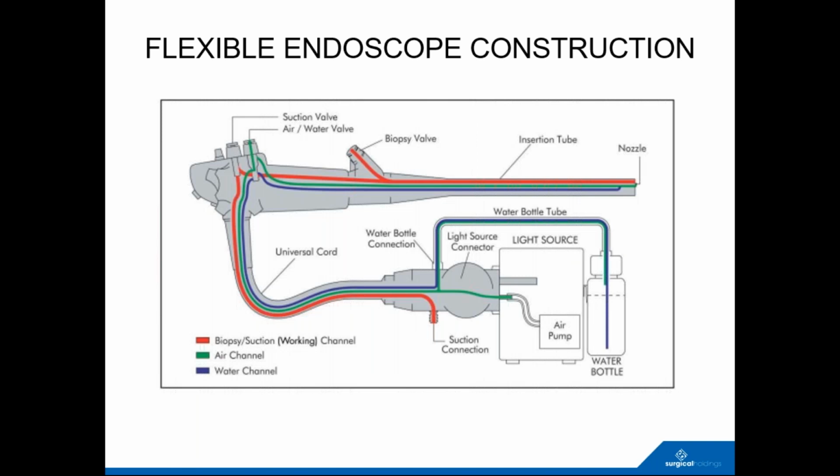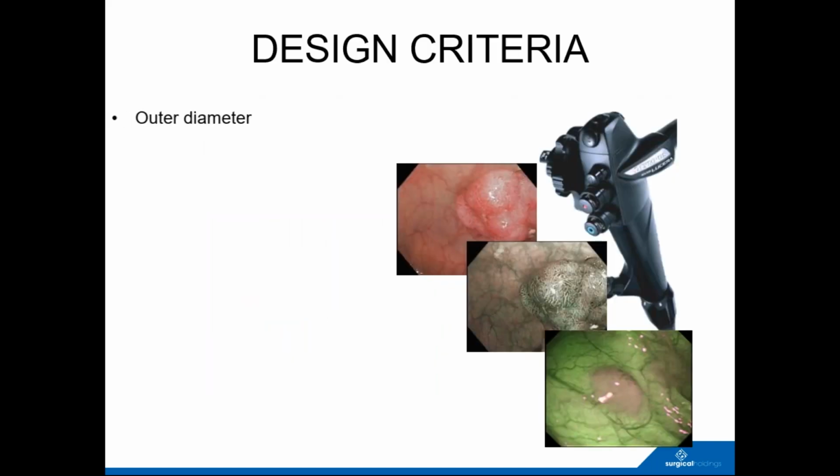The internal channels, this is the most simplistic, where you have an air water and a biopsy and suction channel. You can see there's the biopsy valve here, the suction valve up here, and the air water valve. So all these channels have to be cleaned, brushed, flushed, disinfected. So the internal structure from that perspective is quite different from a rigid instrument.